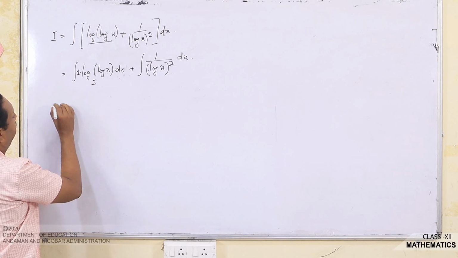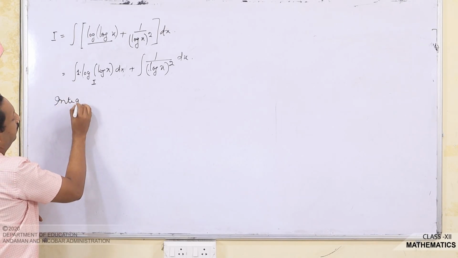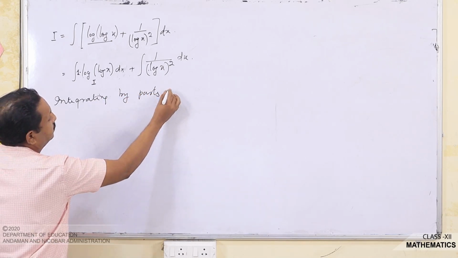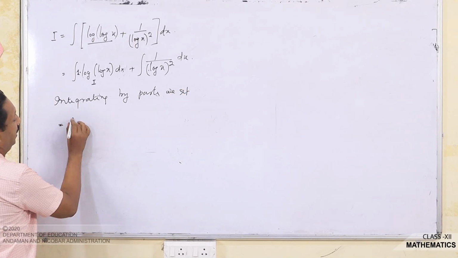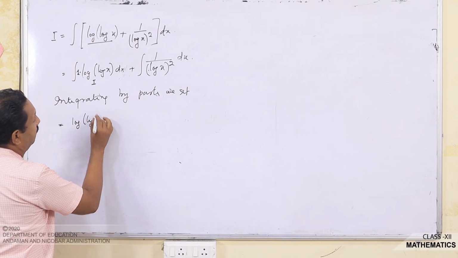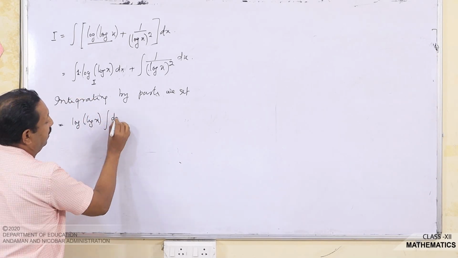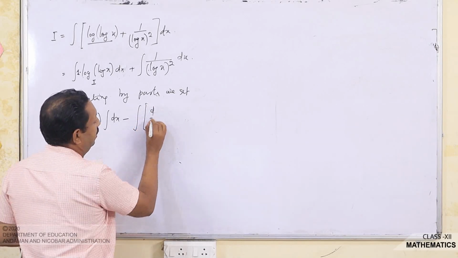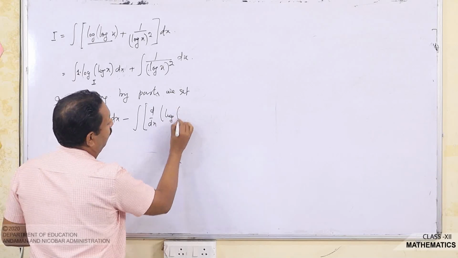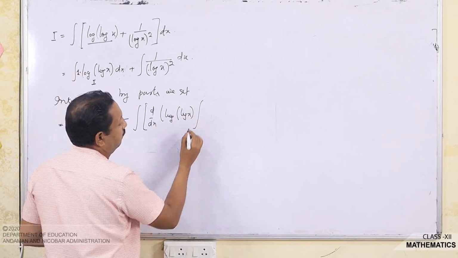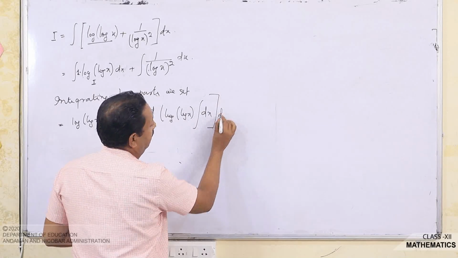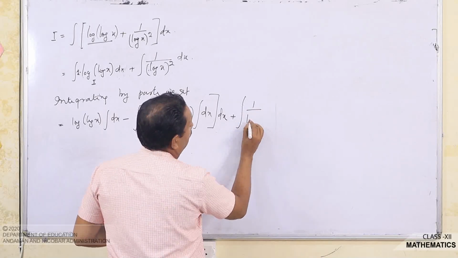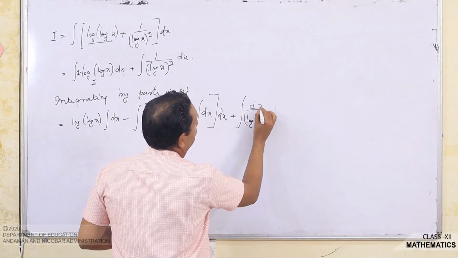That means in applying integration by parts, we get first function as log of log x, integration of second, that means only dx, integration of dx, minus integration, that is derivative of log x, and integration of dx, again we have dx, and plus this term plus integration of 1 upon log x the whole square. Do not forget to write this part.